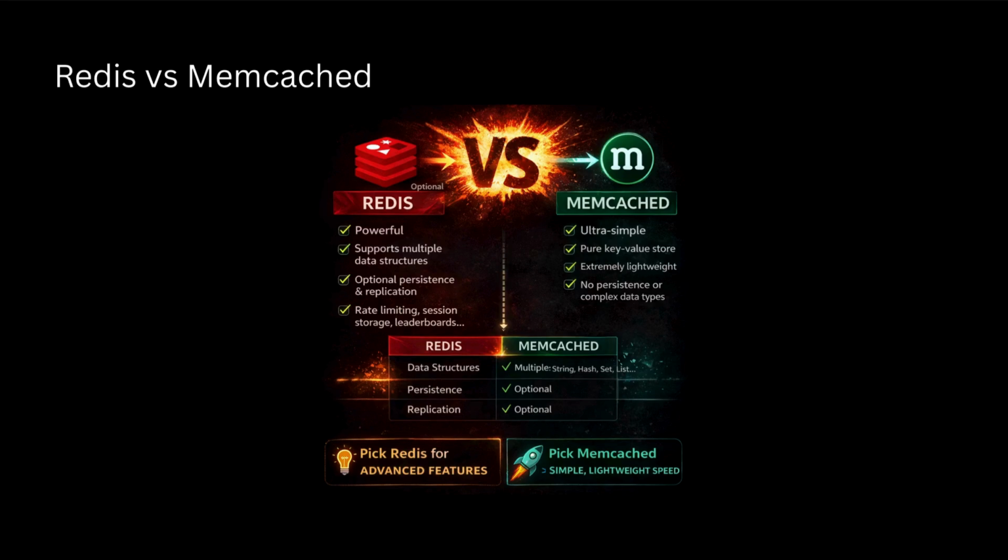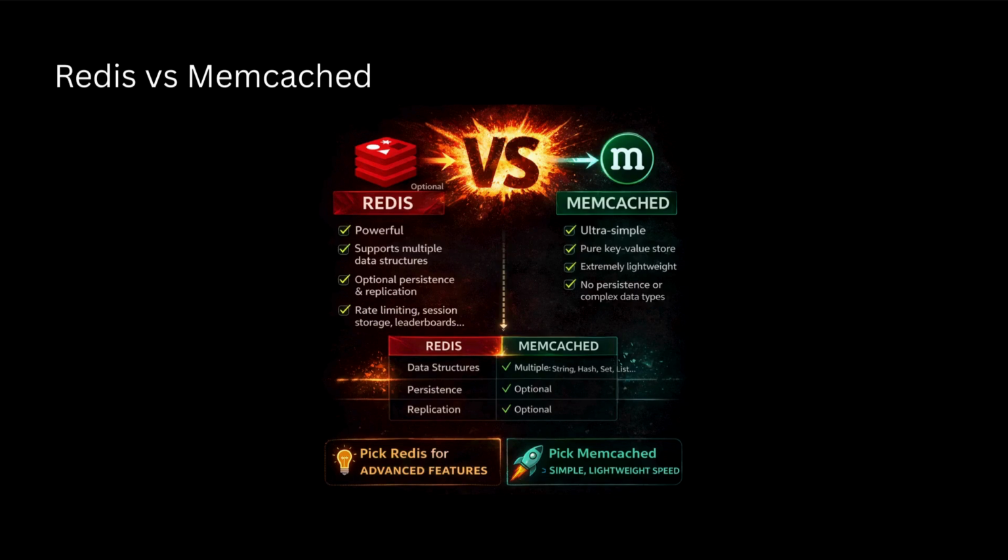Redis is powerful. It supports multiple data structures, persistence and replication. Use it for rate limiting, session storage and leaderboards. While Memcached is ultra simple and lightweight, it's a pure key-value store with no persistence. If you need advanced features, pick Redis. If you need simple lightweight speed, pick Memcached.